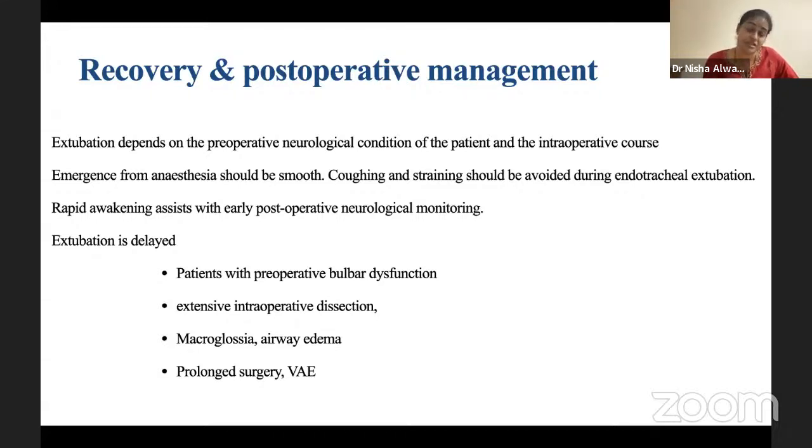If there is no cranial nerve dysfunction, fine. Should there be a cranial nerve dysfunction, then the chance is only to go for a tracheostomy to protect the airway. But if there are any position-related complications in the case of macroglossia or prolonged surgery, then in these conditions we can definitely do an elective extubation in the theatre. Otherwise, if there is an uneventful intraop course, there's a rapid awakening which assists us with early postoperative neurological monitoring.